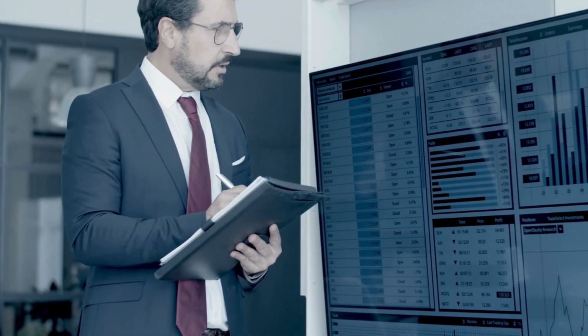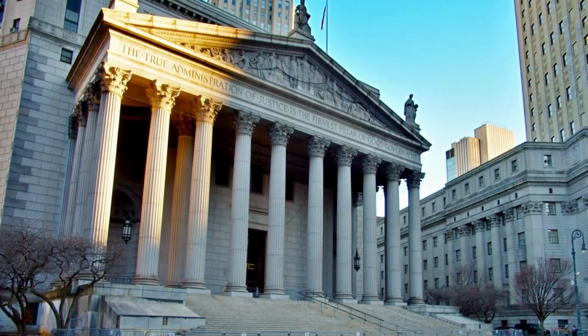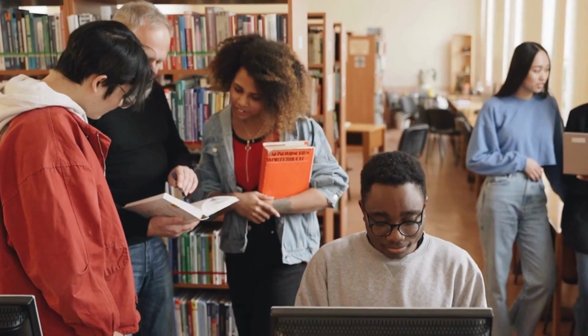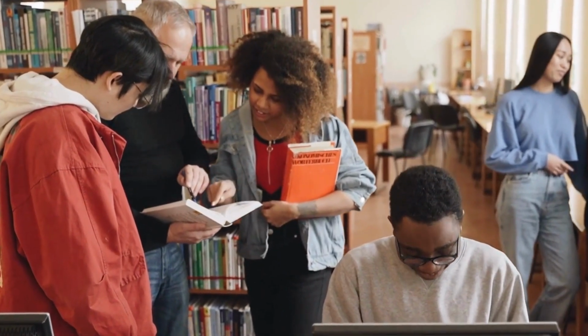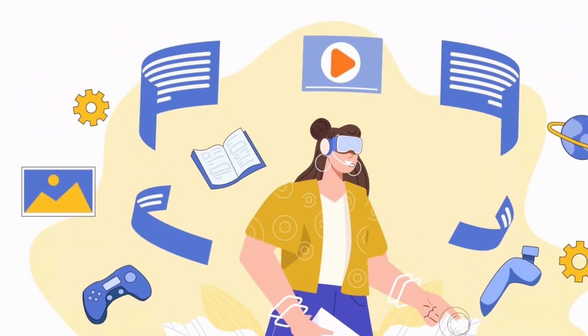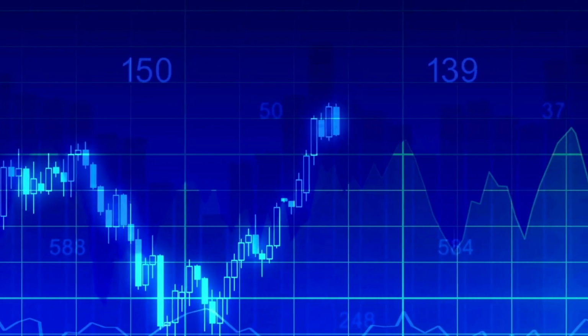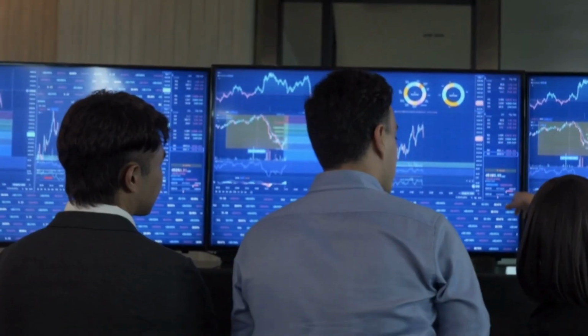Economics is the study of how people, businesses, and governments make choices about how to use limited resources. Imagine a world with infinite resources. Everyone would have everything they need. But in reality, resources like time, money, land, and goods are limited. Economics helps us understand how these resources are used, traded, and valued.